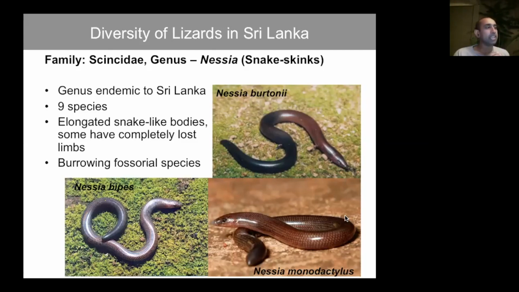Like snakes, they have extremely elongated bodies. But if you look carefully, you can see the external ear opening, and they also have movable eyelids. Right? So these are burrowing lizards. They can easily burrow in loose soil. And so it seems like the loss of limbs is mostly due to their burrowing behavior. Right?